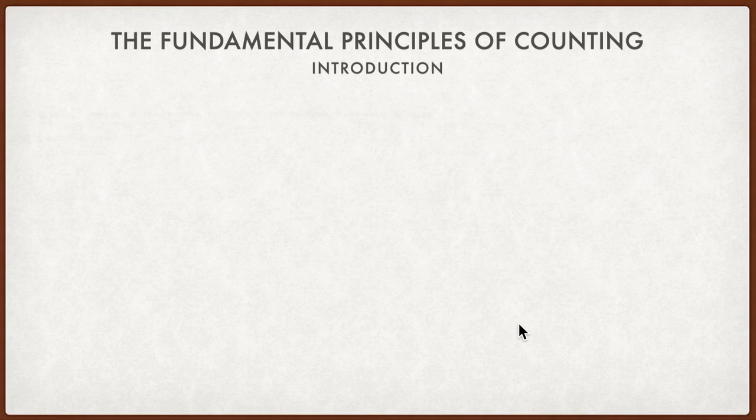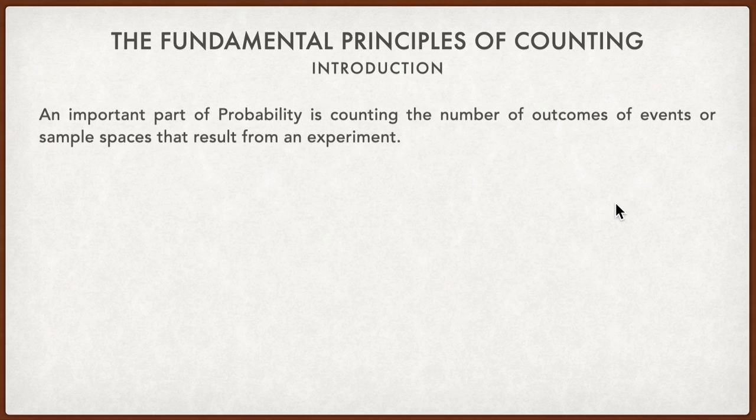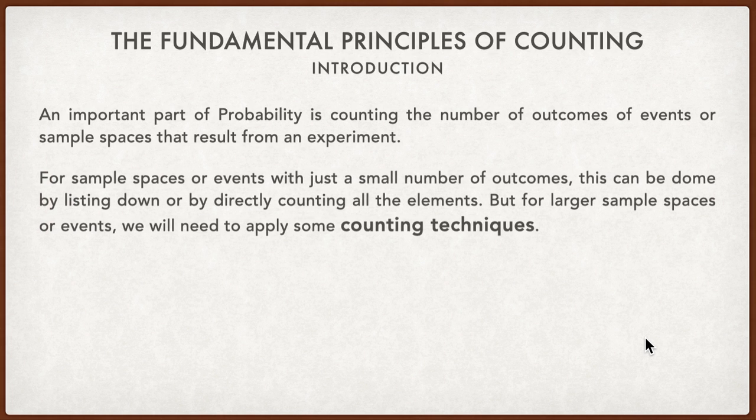An important part of probability is counting the number of outcomes of events or sample spaces that result from an experiment. For sample spaces or events with just a small number of outcomes, this can be done by listing down or directly counting all the elements. But for larger sample spaces or events, we will need to apply some counting techniques so that we won't need to spend a lot of time counting the number of sample outcomes.